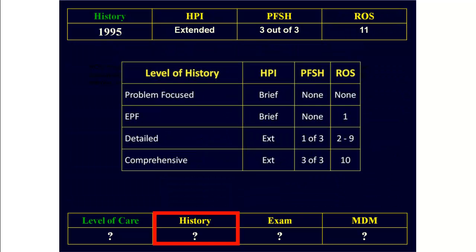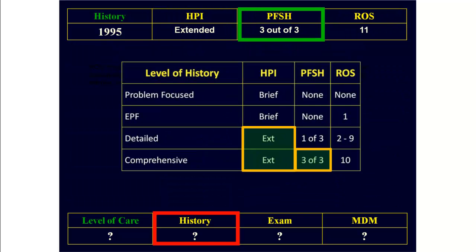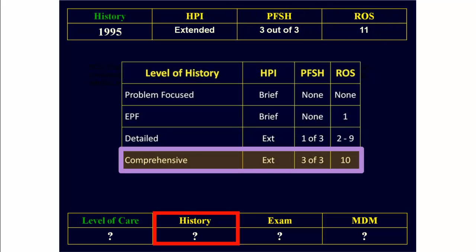When you put it all together, we have an extended HPI, 3 out of 3 components of PFSH, and 11 systems reviewed. Therefore, this adds up to a comprehensive history. So the first key component is now known. The next step is to check the physical exam.